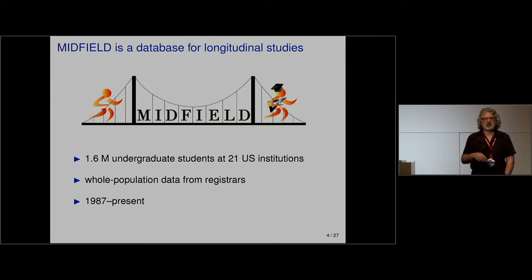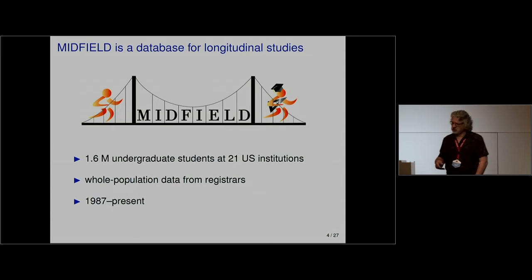So we have data for all majors for the 20-plus years of data that we have. It's 1.6 million students in the database total. And of course it then is suitable for longitudinal study.